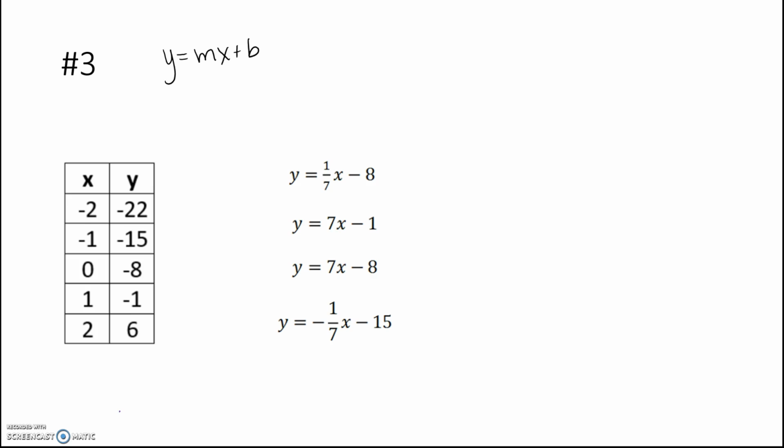All right, so our first step is to look for our y-intercept. So I'm looking for the value of y if x is 0. So I go down x and I look for 0. I see 0, -8. So 0, -8. So that means my b is going to be -8. I see -8 and I see -8. So that means I can eliminate these two. And now I'm down to 2 equations.